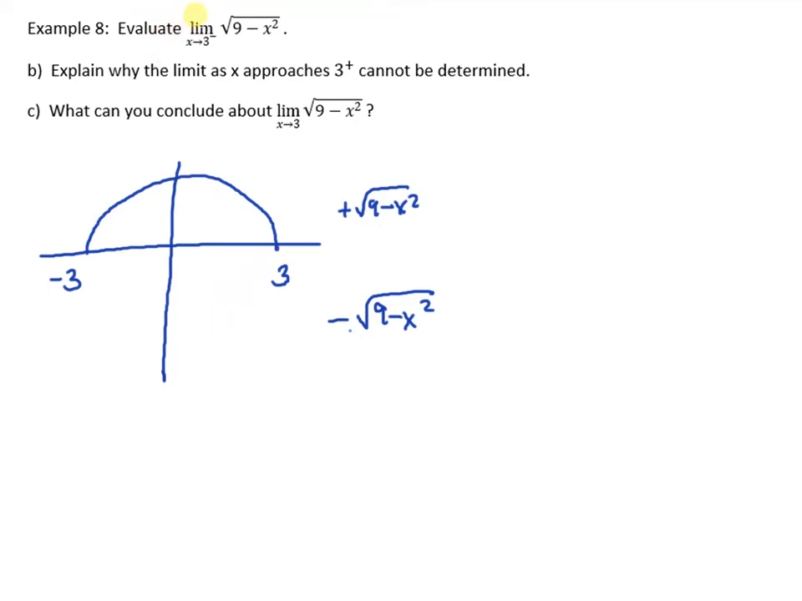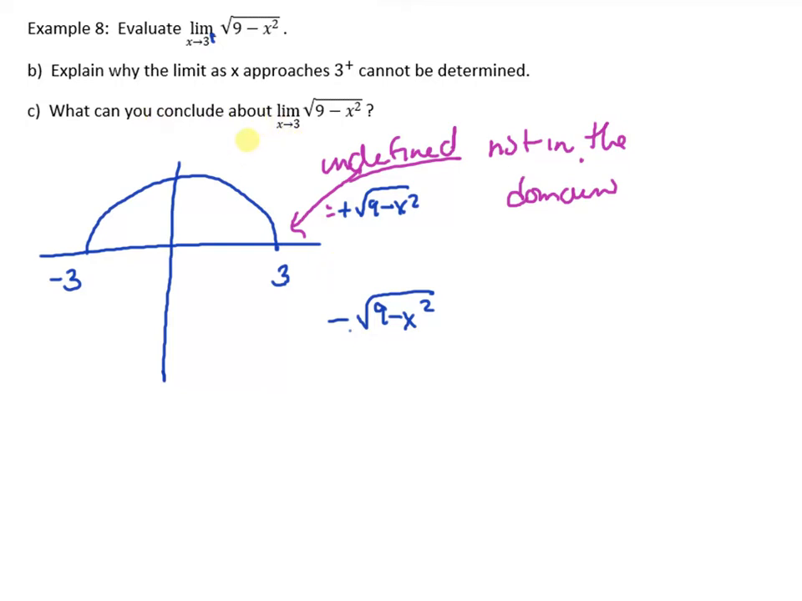Okay? So there's nothing down there. So let's consider the limit as x approaches 3. So explain why the limit as x approaches 3 from the positive side cannot be determined. Okay, so 3 from the positive side. There is nothing going into that 3 from the positive side, so it's just undefined over here. So this equation is not in the domain.